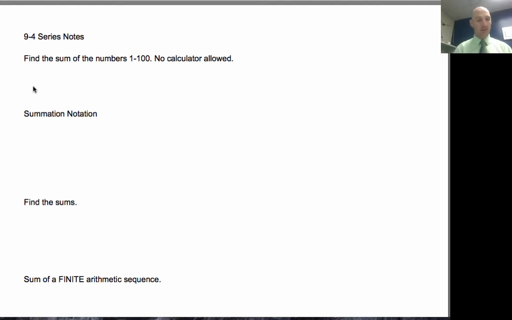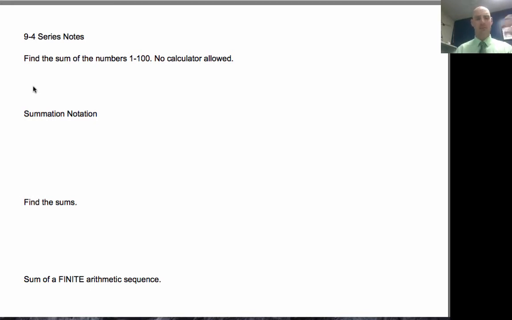Welcome back. Today we're going to talk about series, and series plays on the same kind of patterns as sequences, but with series we're actually going to be doing a lot of addition and looking at some tendencies in adding up consecutive numbers and seeing how that works. So a very famous example of this problem is to find the sum of the numbers from 1 to 100, and there's no calculator allowed.